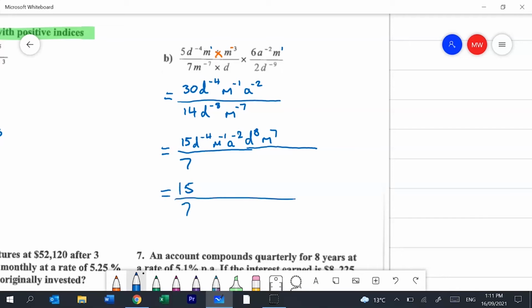Right, let's start with, I'm going to do it in alphabetical order, but you can do it in any order you like. I've got an a to the minus 2 there. I've got d, so I've got minus 4 plus 8 makes positive 4, and then I've got m, minus 1 plus 7 makes positive 6. So the only index that's negative there is that a, so I'll send that down. So it will become 15 over 7, d to the 4, m to the 6, over 7a to the positive 2. And that's my final answer in positive index form.